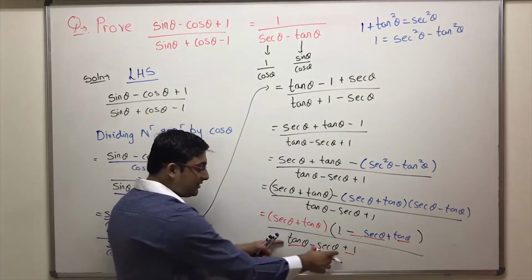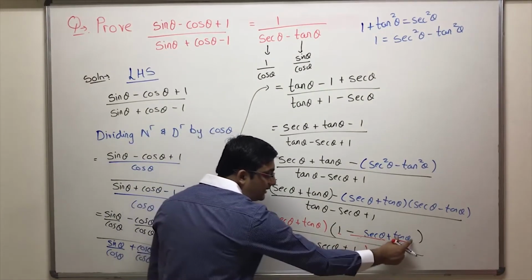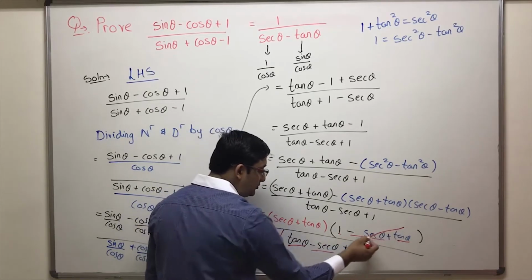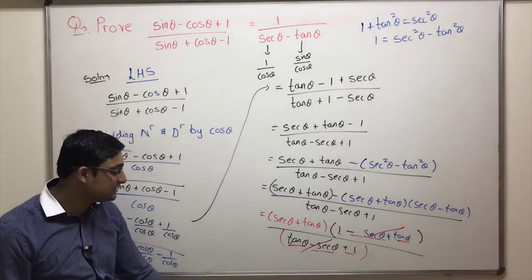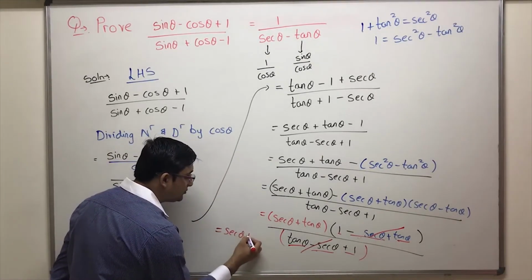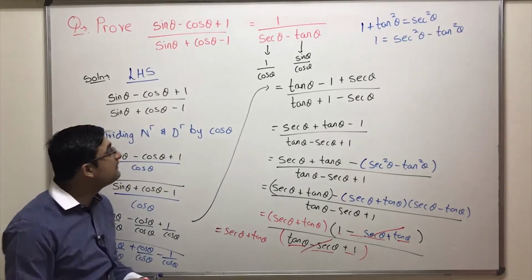I repeat, see, the denominator in this expression is the same, right? So, tan theta minus sec theta plus 1. So these two things cancel out. Is this clear? So what remains is sec theta plus tan theta. Is this clear? I repeat, what have I done so far?